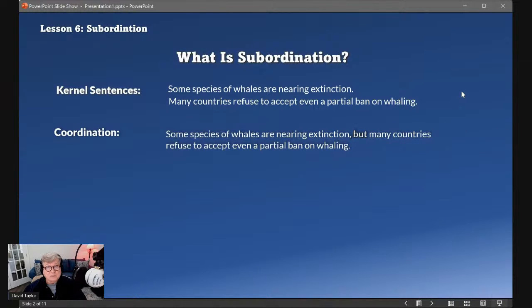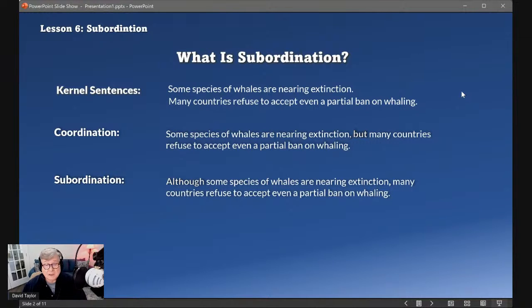Some species of whales are nearing extinction, but many countries refuse to accept. You see how that coordinating conjunction provides equal status to each of those main clauses. However, we might not always want to give equal status to both main clauses. We might, in our writing, find that one is more important to emphasize to our readers than the other. And so we would use subordination. In other words, it places it below the importance of the other one.